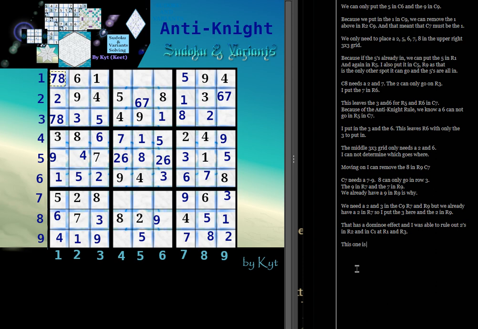This one is already going way faster than the other one, medium anti-knight Sudoku went.